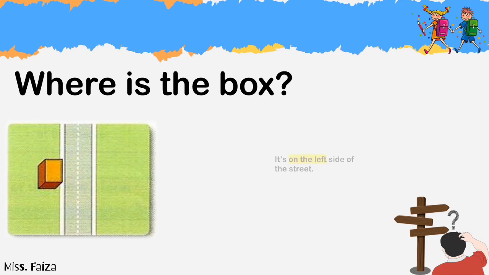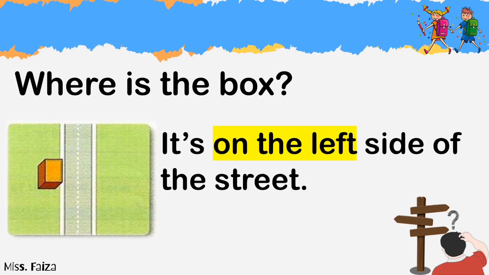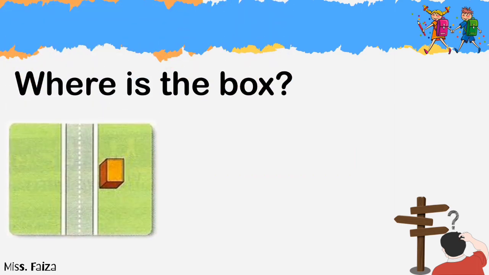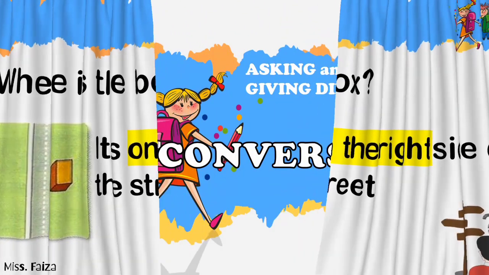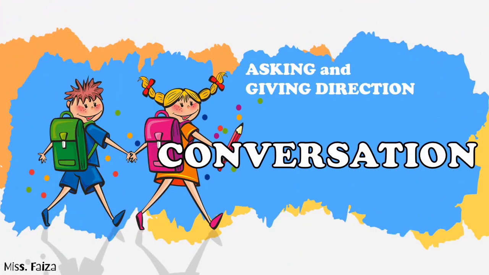Where's the box? It's on the left side of the street. Where is the box? It's on the right side of the street. Conversation about asking and giving direction.